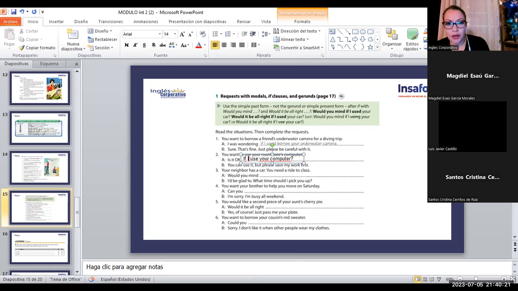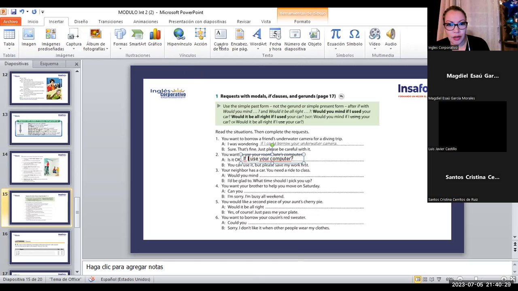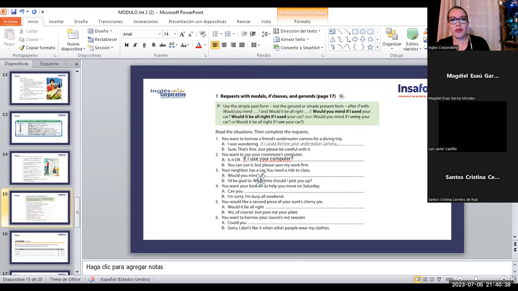Okay, vamos al number three. Your neighbor has a car. You need a ride to class. Okay, su vecino tiene un carro y usted necesita un ride para la clase. Would you mind? I have two options. Would you mind teaching me? Darme un ride. Would you mind? Después de mind, si le ponemos darme ride. Uno dice clases de manera, ¿no? No, dice que usted necesita ride para la clase. Tu vecino tiene un carro y usted necesita que le den ride para ir a clase.